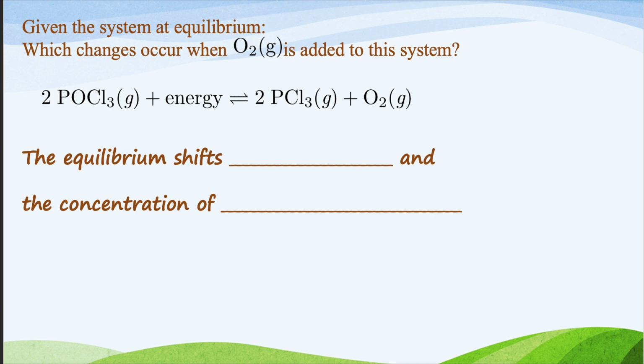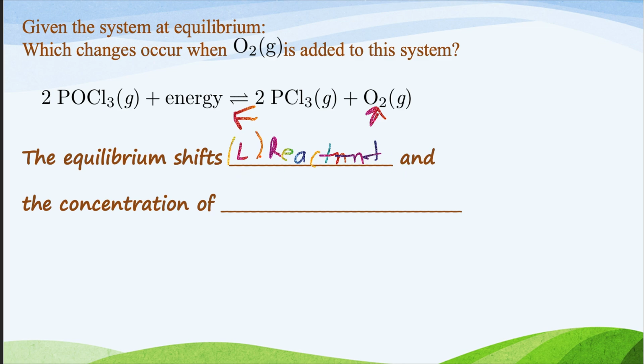Let's take a look at this one. Okay, so this one is talking about phosphoryl chloride, so that's this one right here. It's giving you PCl3, and we want to know what happens when you add oxygen to the system. So if I add oxygen to the system, my equilibrium is going to shift towards the left. So I'm going to write L, and that's the reactant side.